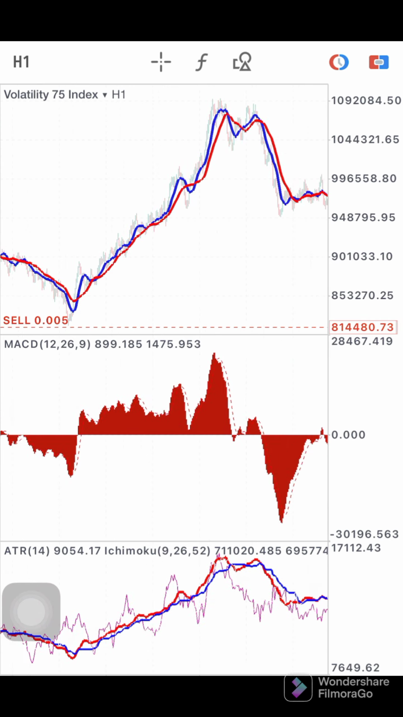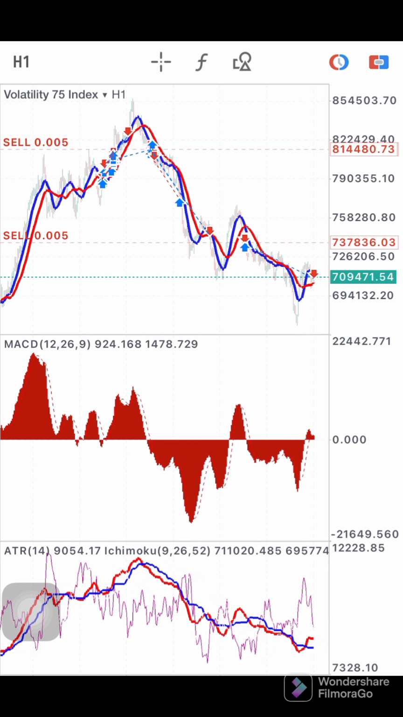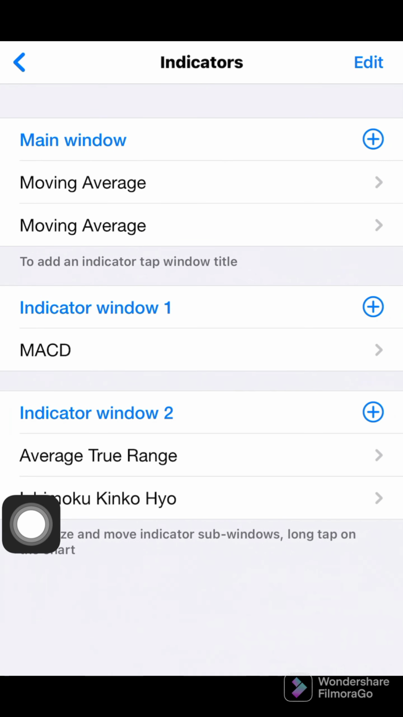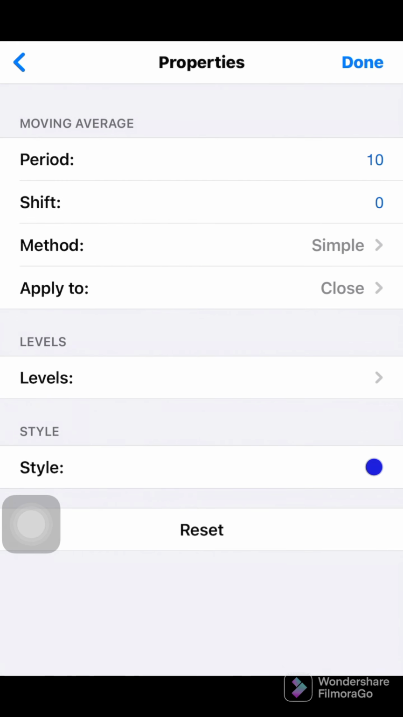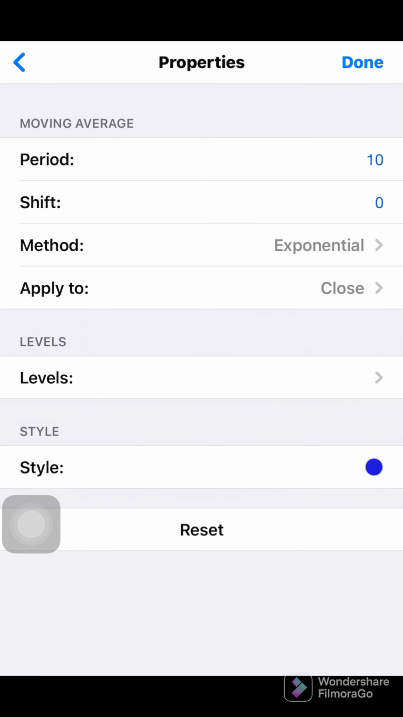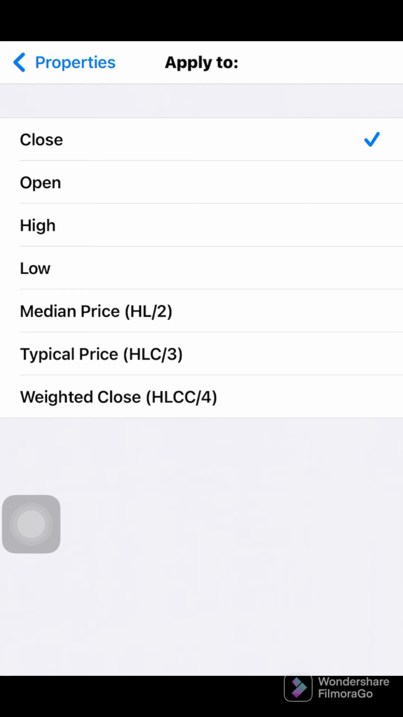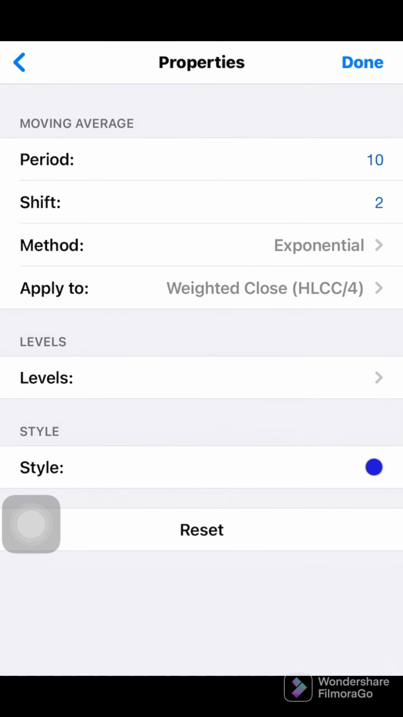Before I dive in, I think it's better I give you the settings for the strategy. From the main chart, we have two moving averages. The first is a moving average, not simple but exponential, shift 2, apply to weighted close, HLCC/4, levels quite alright. The style is blue.